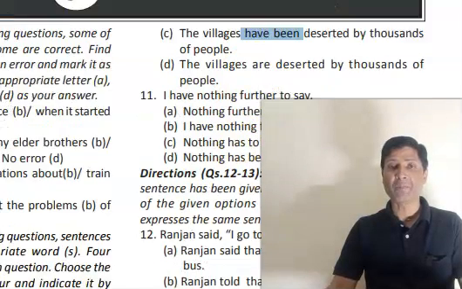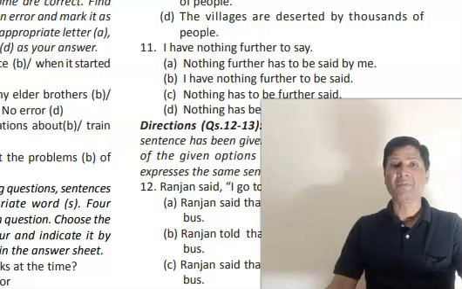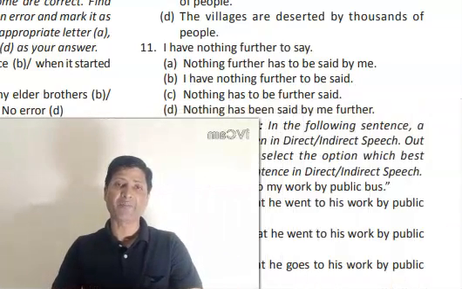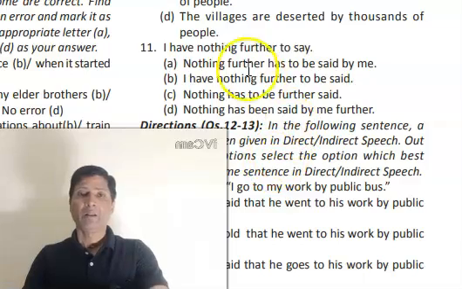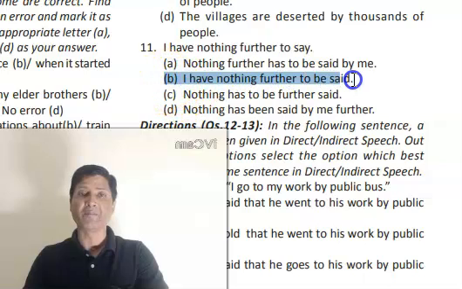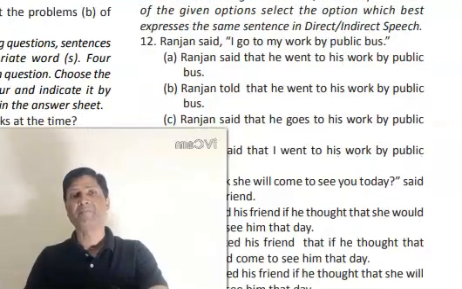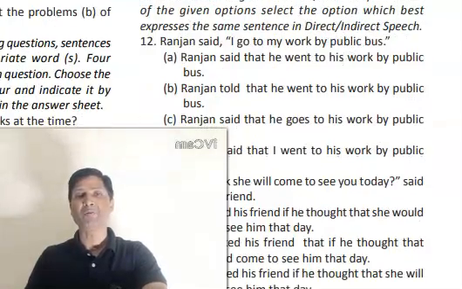Now look at question number 11. I have nothing further to say. This is a little better question than the first one. It is an infinitive based question. So: I have nothing further to be said. Your answer will be B. Please refer to the Submavia technique in part 1. Everything is mentioned.